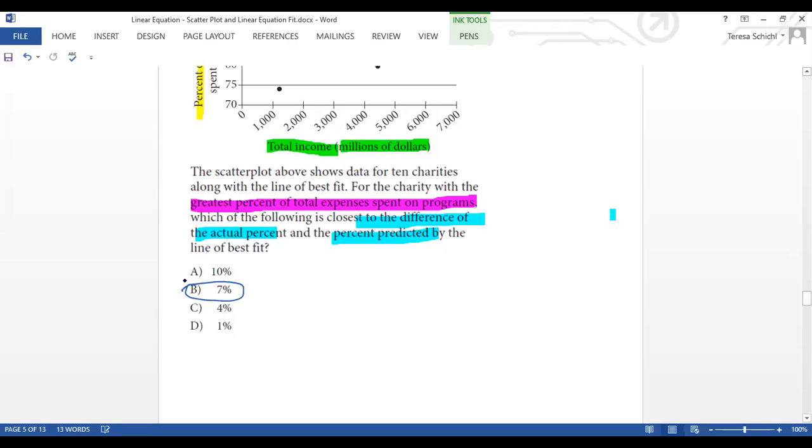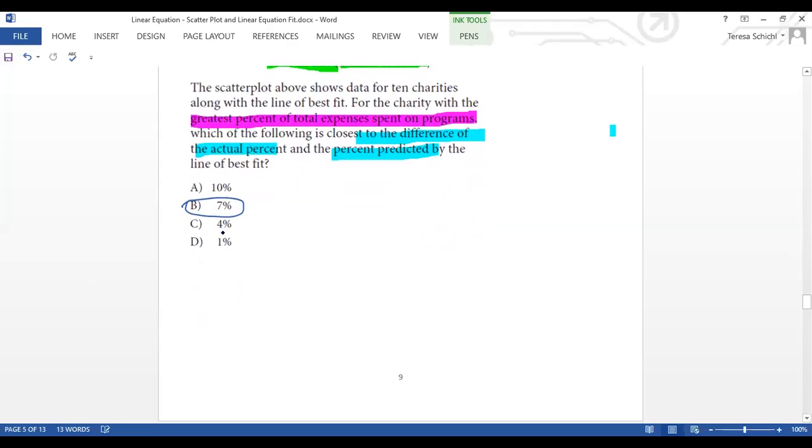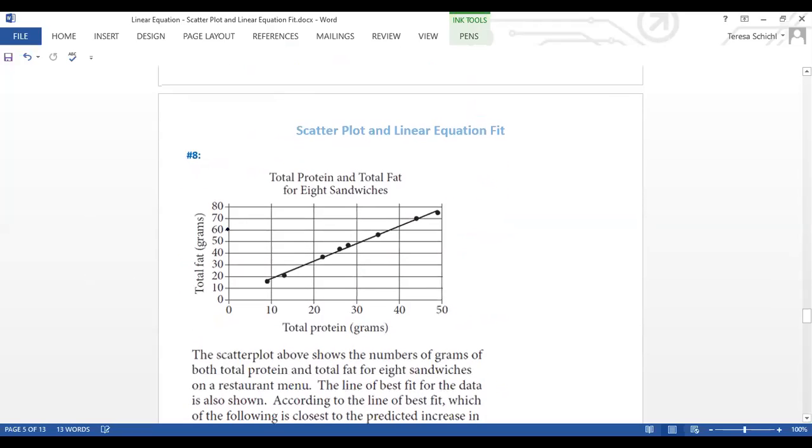Okay, so when we try to do those types of word problems, it's better to highlight the key things we're doing there. Okay, now let's take a look at problem number 8 here.